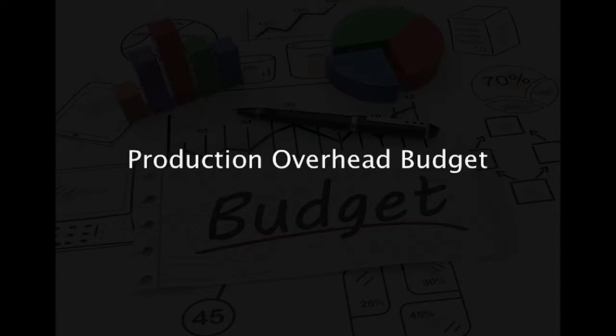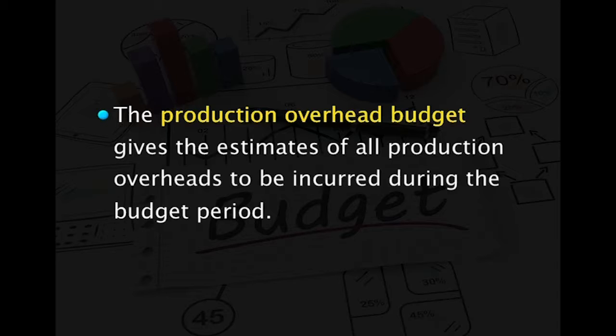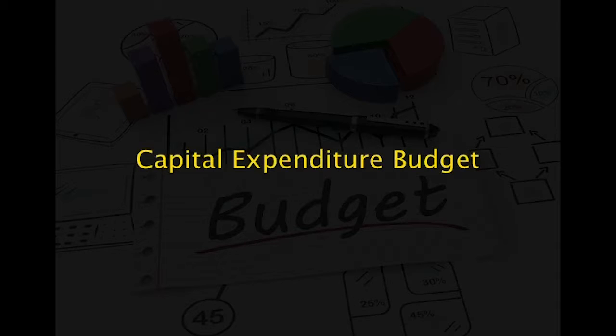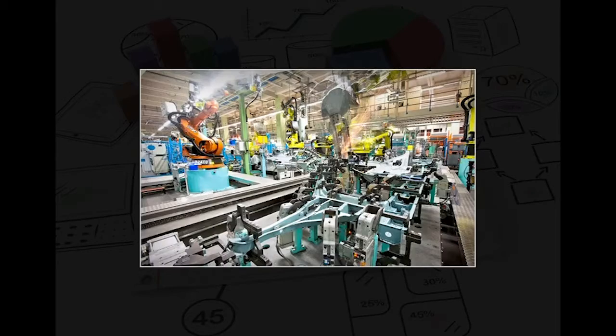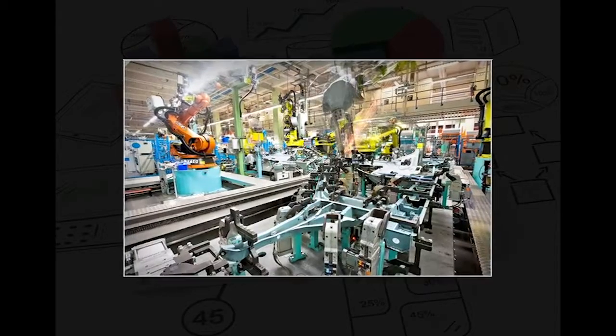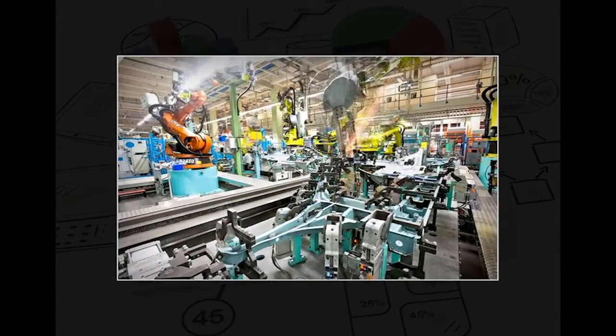Production overhead budget. The production overhead budget gives the estimates of all production overheads to be incurred during the budget period. It breaks up the production overhead into three parts, that is fixed, variable and semi-variable. Next is capital expenditure budget. This budget outlines specifically capital expenditures for plant, machinery, equipment, inventories and other items. It also points out the plans concerning investment, expansion, growth, improvements, replacements, etc.